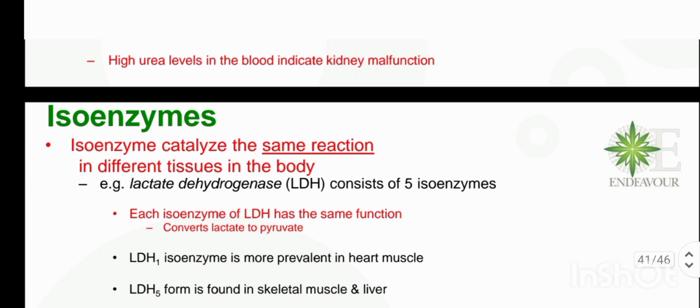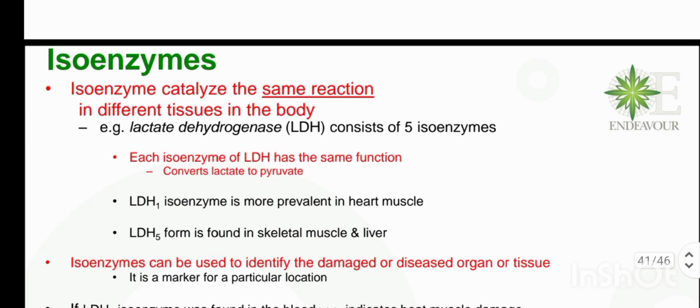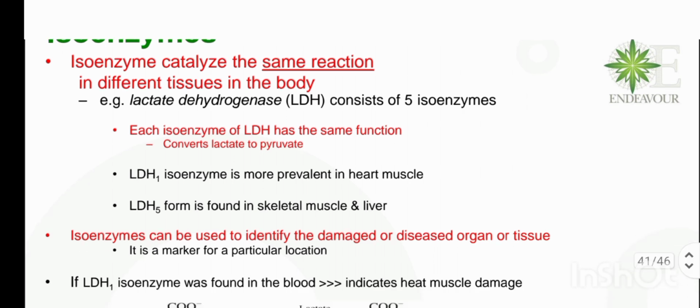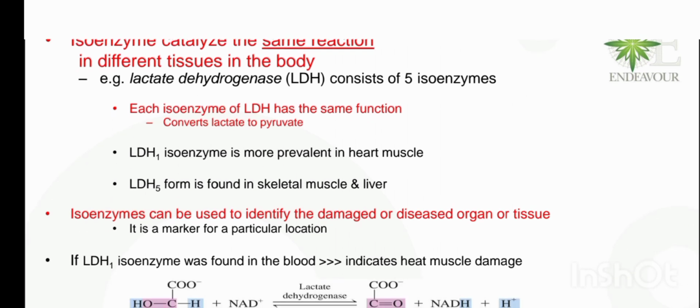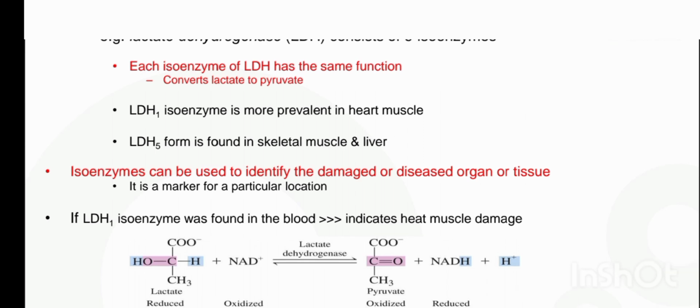Isoenzymes. Isoenzymes catalyze the same reaction in different tissues in the body. For example, lactate dehydrogenase, LDH, consists of 5 isoenzymes. Each isoenzyme of LDH has the same function, converting lactate to pyruvate. The LDH1 isoenzyme is more prevalent in the heart muscle. The LDH5 form is found in skeletal muscle and the liver.